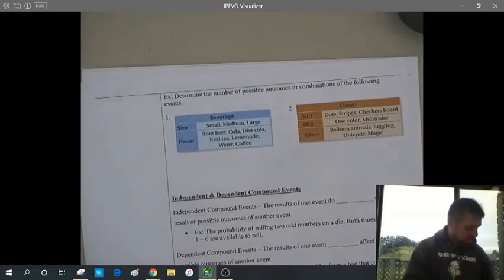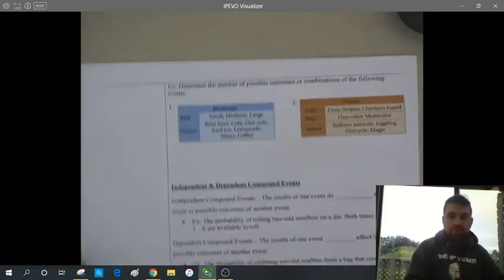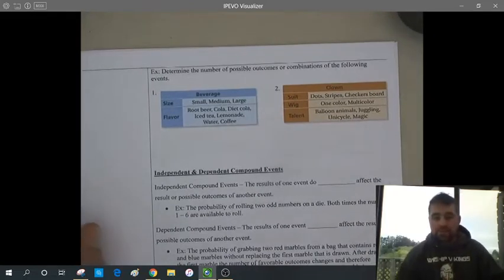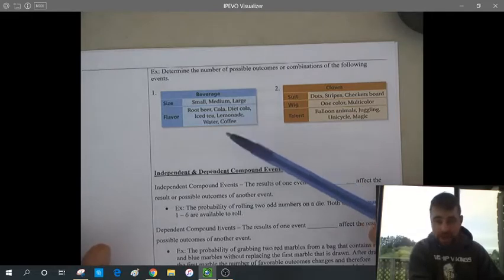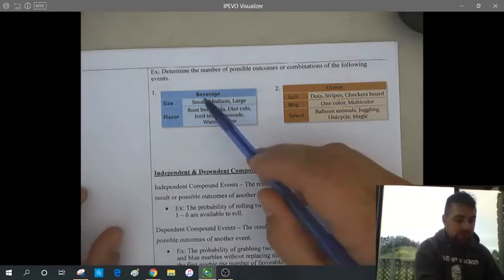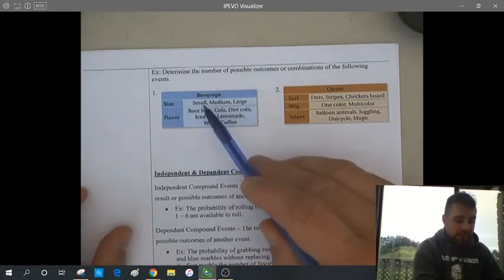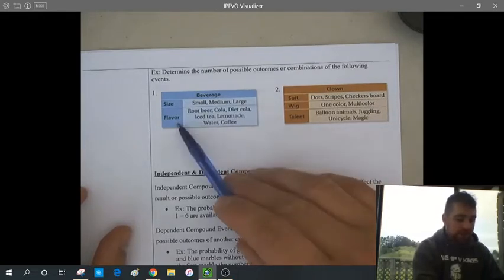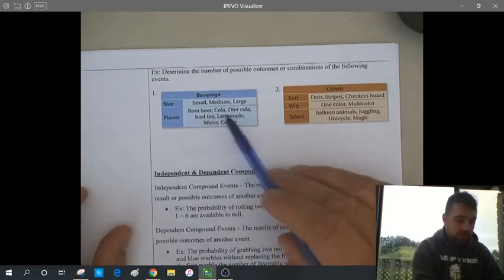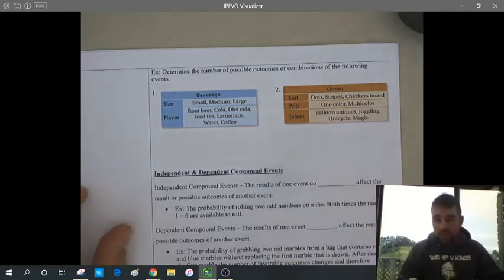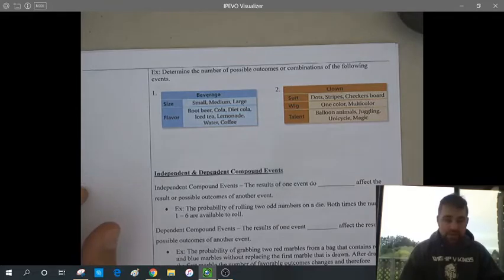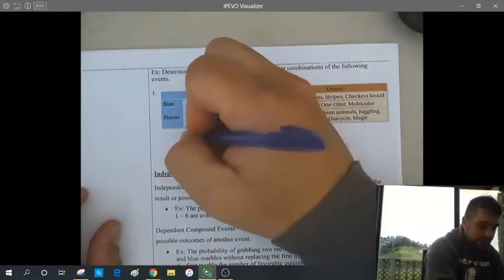So, it says to determine the number of possible outcomes or combinations of the following events. And so here we have some compound events where there are separate acts. In this first one, we have beverages. So you have size options of small, medium, and large. And then you have flavor options: root beer, cola, diet cola, iced tea, lemonade, water, and coffee. And so to figure out how many total combinations you can make out of all of those things, well, for the sizes, we have 3 options.